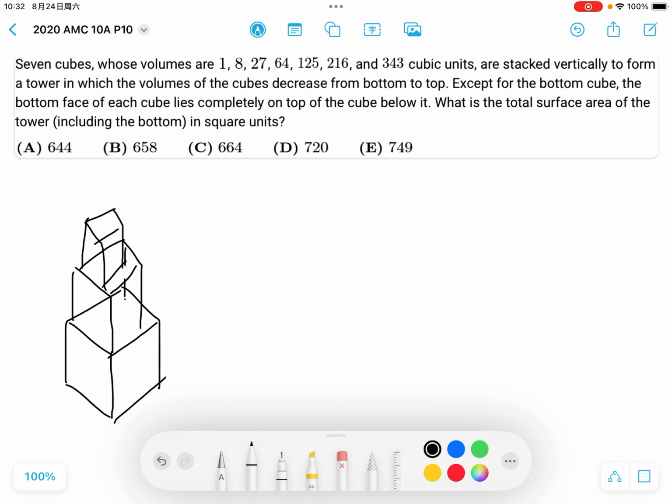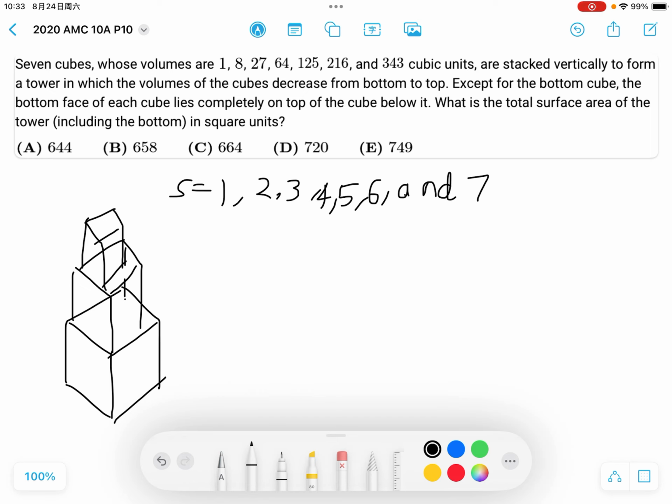So what is the total surface area of the tower, including the bottom, in square units? The bottom is just the bottom of the largest cube. The key to this problem is, first, you want to figure out the side lengths of the cubes, and it's kind of obvious that these are perfect cube numbers. So the side lengths are just 1, 2, 3, 4, 5, 6, and 7. What can you do with the side lengths? You can figure out the surface areas, right? So yeah, we're already really close to the answer.